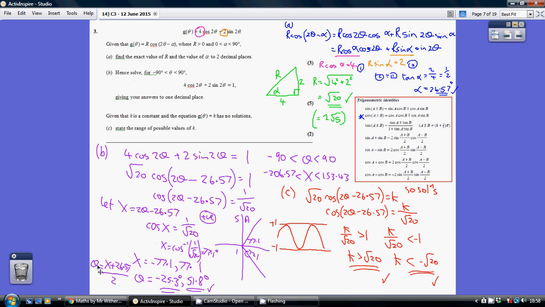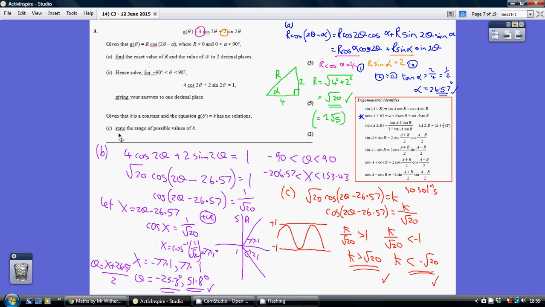So then converting these back to get my thetas, I've got to do the opposite process to what I did up here. So I add 26.57 to both and divide by 2. And this gets me back into my original currency, if you like. Gets me back to my thetas being minus 25.3 degrees and 51.8 degrees as my 2 solutions.